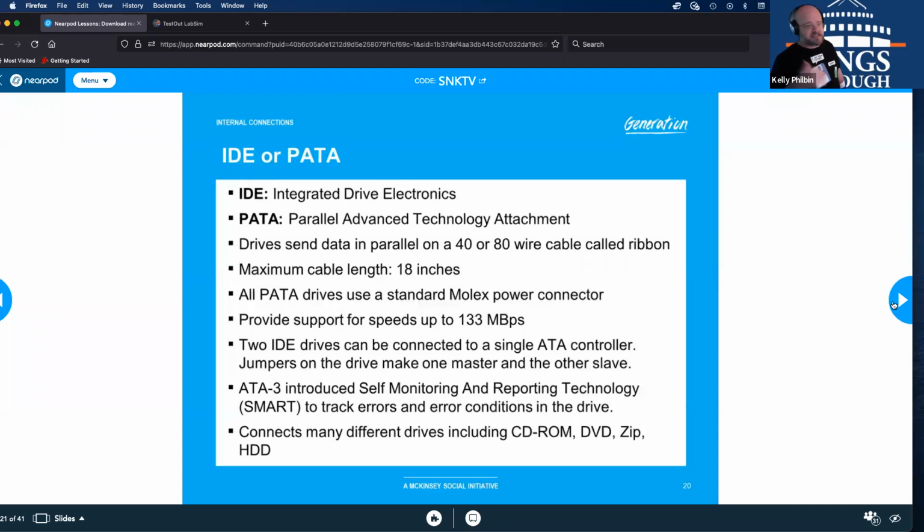IDE drives can be connected onto a single ribbon because usually they'll have the ribbon that goes up. There's a connector halfway up the ribbon, and then there's a connector at the end, and that allows you to set up your primary, secondary drive combinations if you wish. And then may also be used to connect to CD-ROM, DVDs, and zips, but usually about the point when we got to DVD, they were upgrading to the SATA connectors.